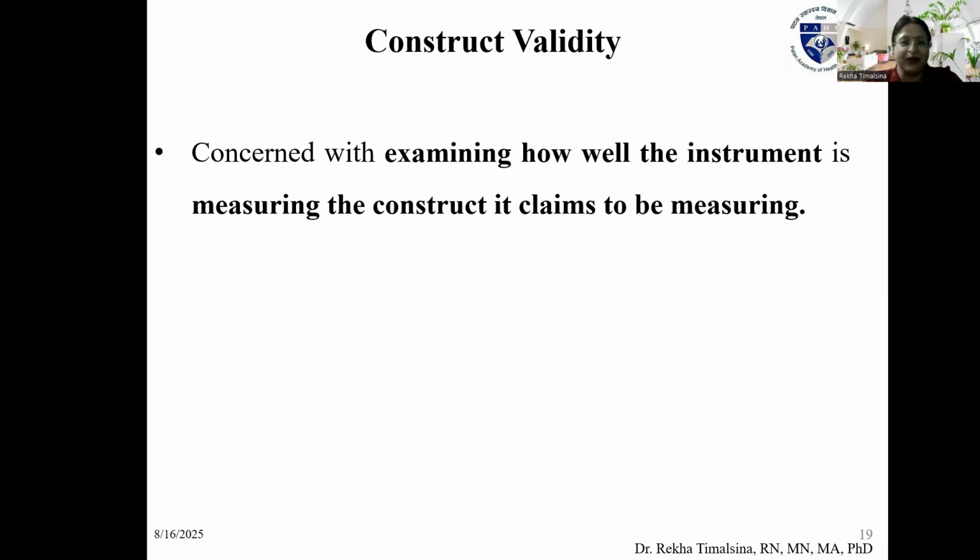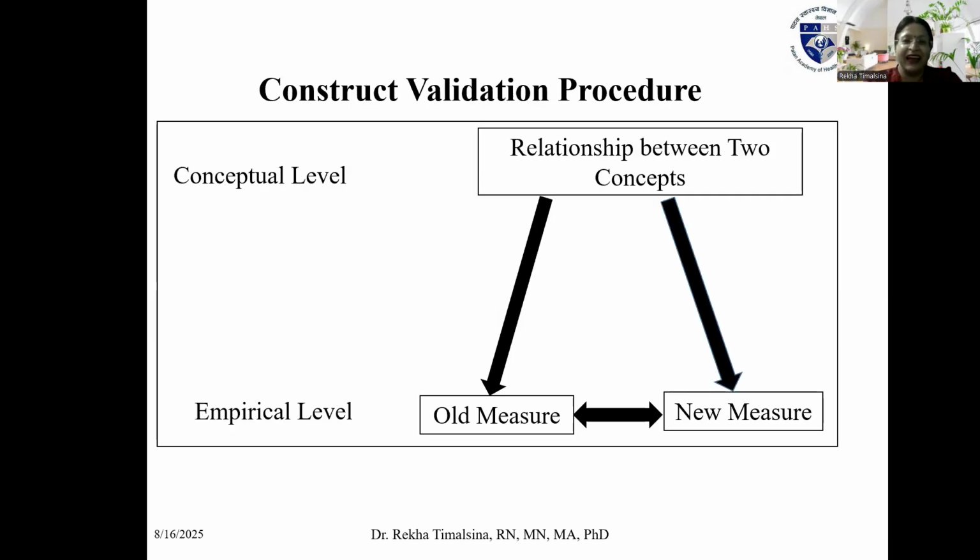The more strategies are used to demonstrate the validity of the test, the more confidence in the construct validity of the instrument. In this slide, we can see that at the conceptual level, we have two different concepts, and we are looking for the relationship between these concepts. At the empirical level, we have old measures with different concepts or might be a similar concept, and there is a new measure, and we are looking for the relationship between old measures of different concepts and the new measure of our concept of interest.